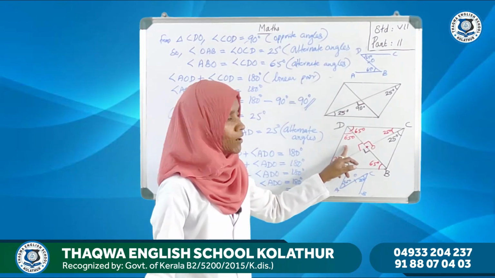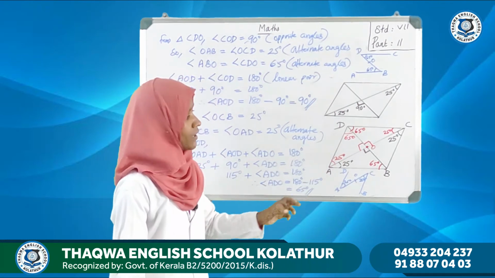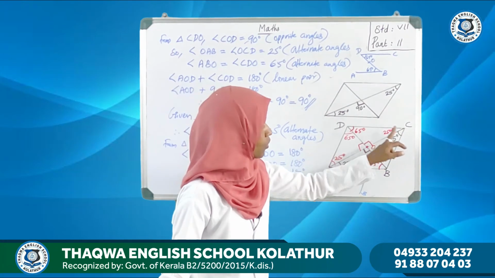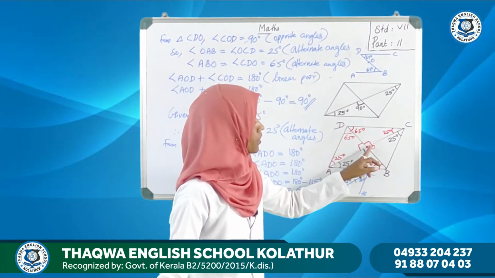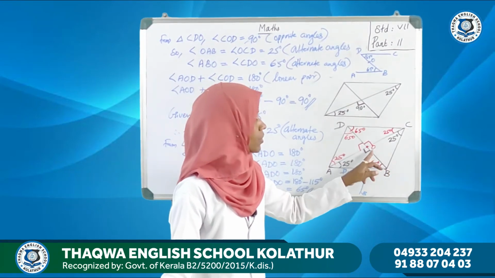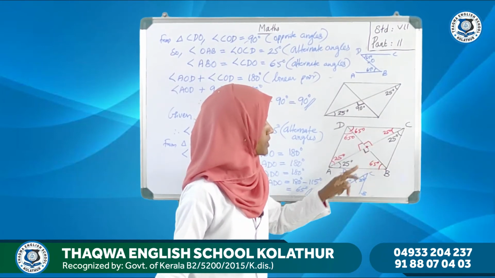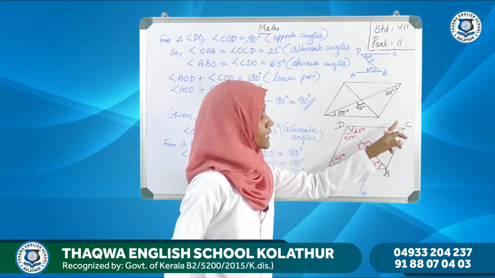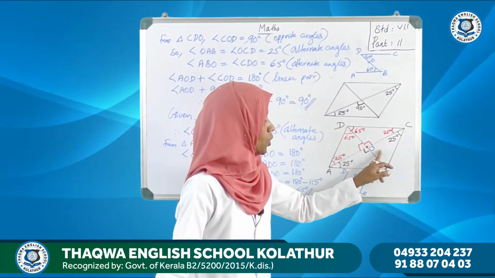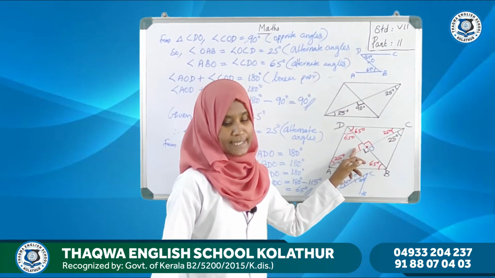So, we got all angles of triangle OAD. We got the angles of triangle OAB, triangle OCD, and triangle OAD. Now, we have to find out the angles of triangle OBC. What is the measure of this angle, angle COB? Can you say? Yes, these are the opposite angles. So, angle BOC is also 90 degrees.